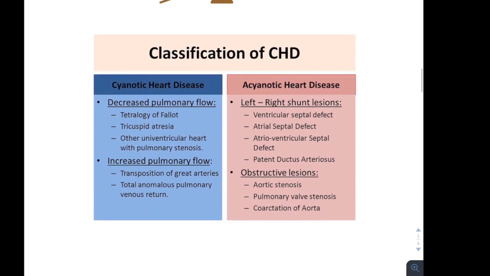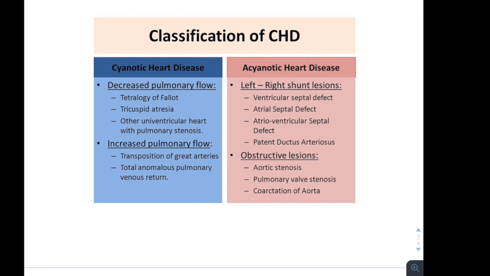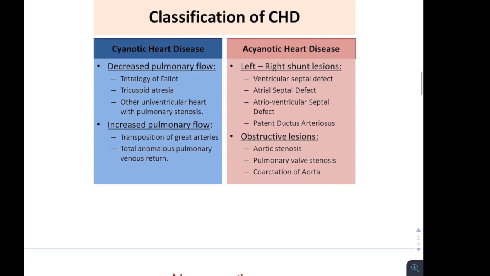There are two classifications of congenital heart disease. One is cyanotic heart disease, where you have decreased pulmonary flow, meaning that your baby is not getting oxygenated blood to their body. The most common one is tetralogy of Fallot. For acyanotic heart disease, you can hear it in the name, this does not affect the oxygen level of the baby. You're going to see a left to right shunt lesion, and a common example of that would be ventricular septal defect.